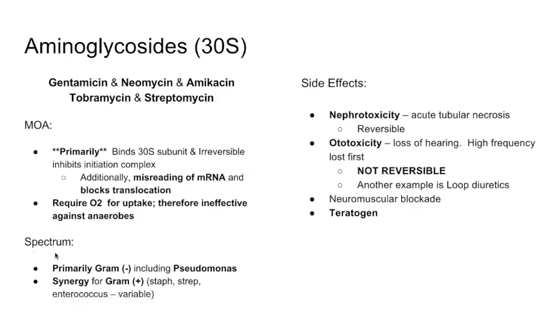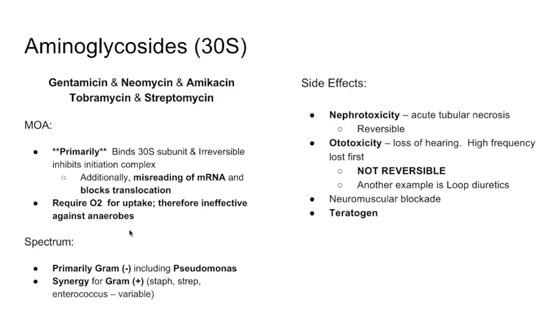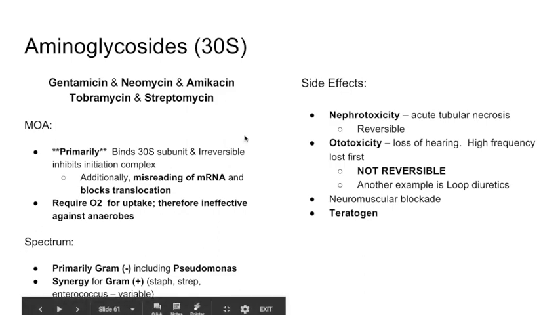Spectrum for aminoglycosides, it's mainly gram-negative, so a lot of gram-negative bacteria it covers, including Pseudomonas. It can also be used for synergy. So as we talked about, the concept of synergy is that you can use it with another medication to boost its effect. So it's used for synergy for specifically gram-positive organisms like Staph aureus, Strep pneumo, or Enterococcus, but use it with other antibiotics. So that's as far as the spectrum.